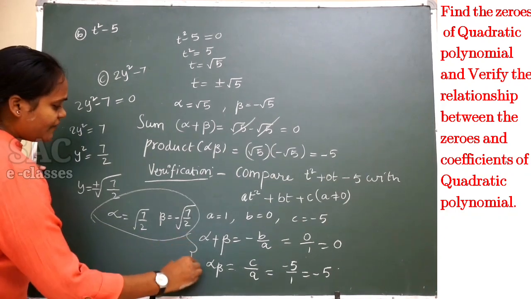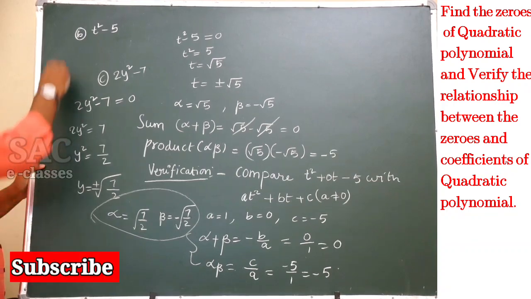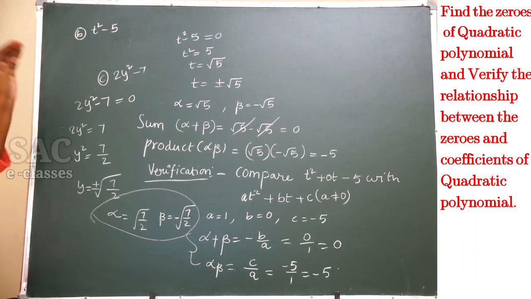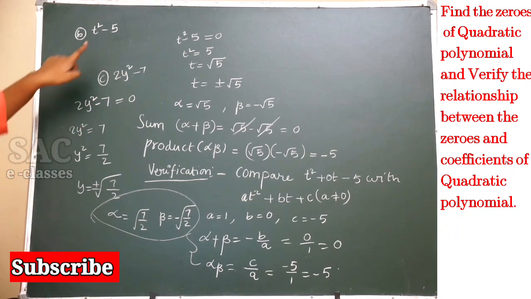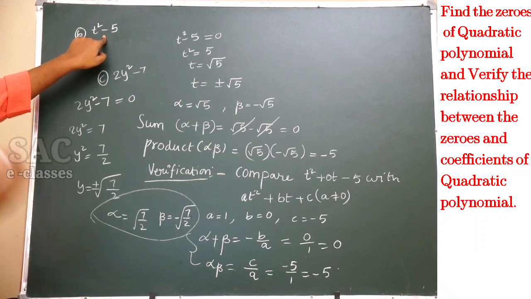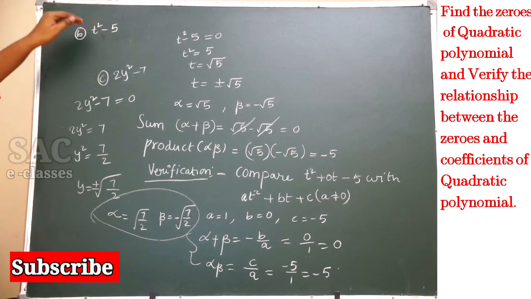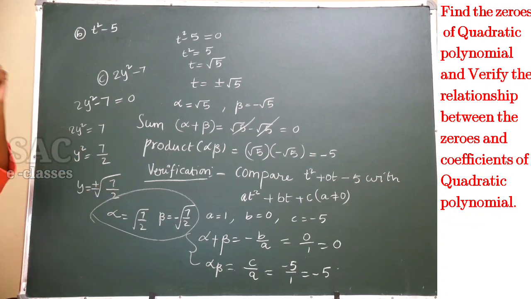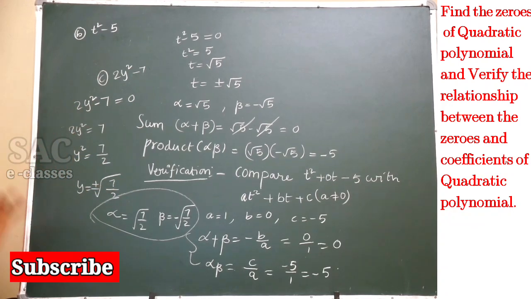Later you will verify the relationship identity. This model is important. That means now we have discussed the relationship whenever the linear term is missing. Now we will discuss how the relationship identities will vary whenever the constant term is absent. Let us see in what way we can do it.